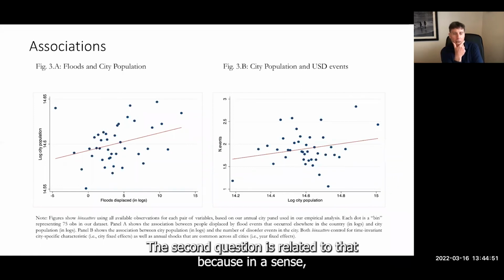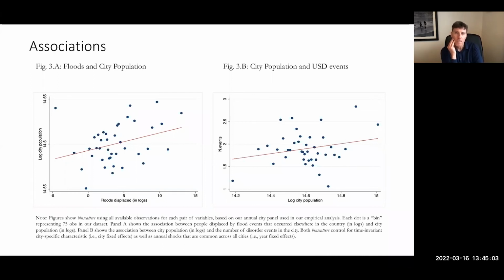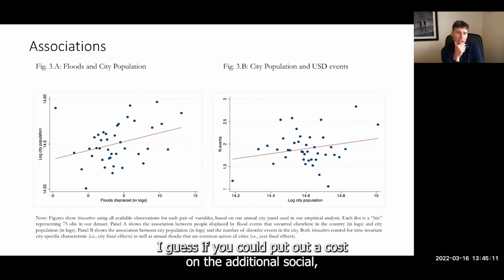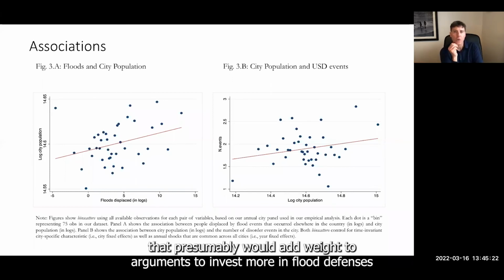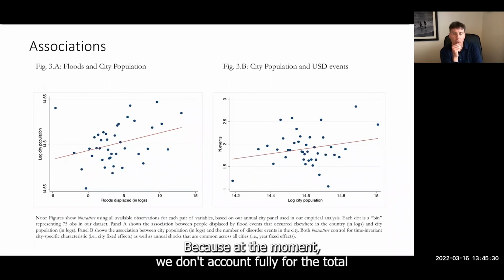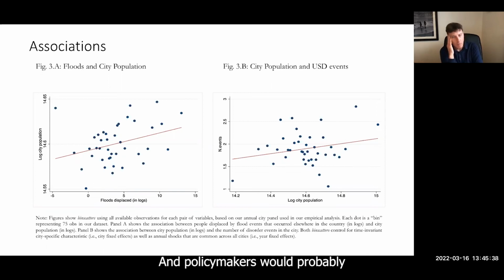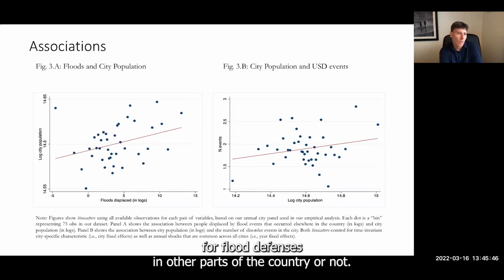The second question is related to that, because one of the objectives at City-REDI is to try and understand the relative improvements you can make or the costs that you can reduce by early interventions. In this case, there might be some potential, and this is a long way from your research, if you could put a cost on the additional social, political, and economic disruption in the recipient city, that presumably would add weight to arguments to invest more in flood defenses in those areas away from the cities where the people are migrating from. Because at the moment, we don't account fully for the total social, economic, and political cost of those sorts of disruptions. And policymakers would probably like that kind of ammunition in pushing forward cases for flood defenses in other parts of the country.